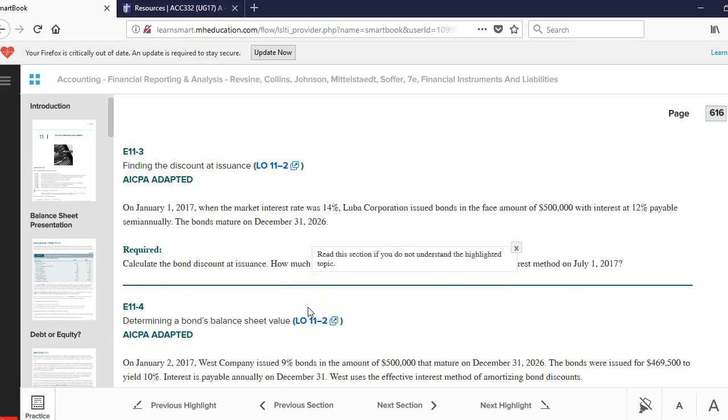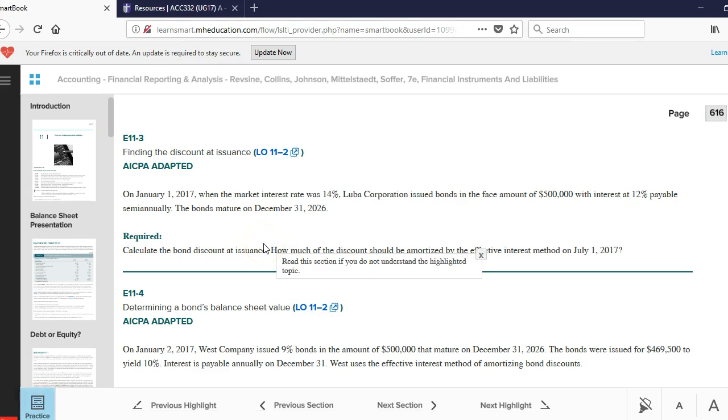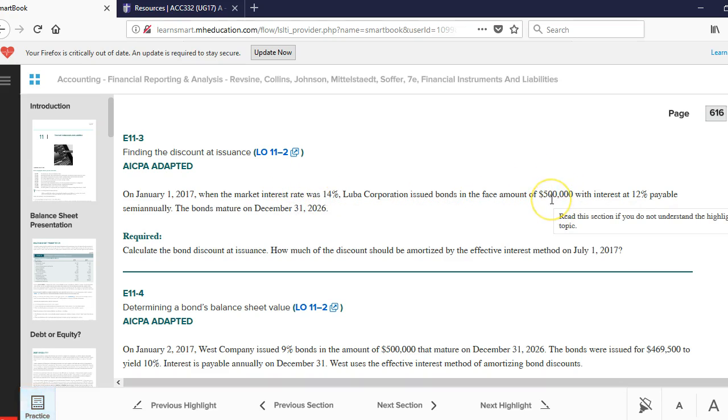Okay, then question 3 is another one that I wanted to go over with you that I could not today in class. It says here on January 1 of 17, the market rate of interest was 14%. Luba Corporation issued bonds in the face amount of $500,000 with interest at 12% payable semi-annually. So the market rate of interest is 14. The face amount, the maturity value, is $500,000. Interest is payable semi-annually at 12%. The bonds mature in 2026.